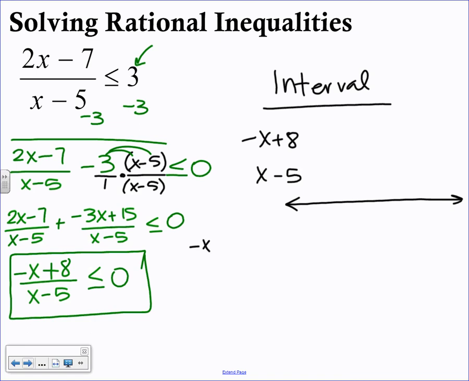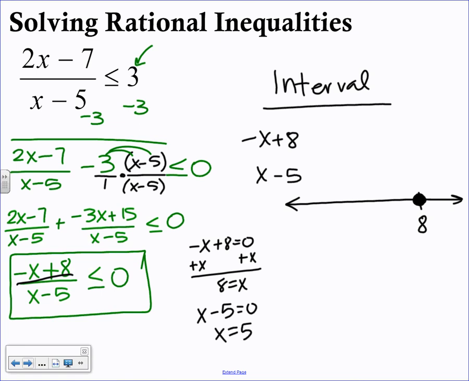Now, where does negative x plus 8 equal 0? Well, add x to both sides, and I get 8. Now, this is in the numerator, and so if I equal 8, I equal 0. And guess what? I want to equal 0, so I'm going to put that as a closed dot. Where does x minus 5 equal 0? Well, that's at x equals 5. So 5 is smaller than 8, so I'll put it there. That's in the denominator. It's never going to equal 0. And so we put that as an open circle.